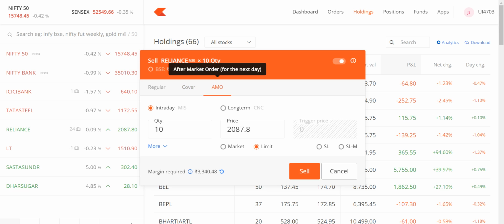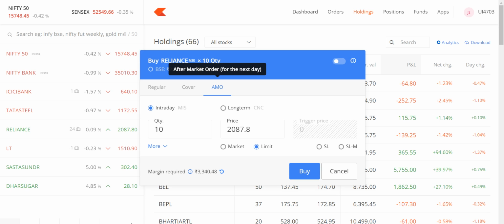Like the third one is AMO. AMO is after market order. Okay, suppose now the market is closed and you want to place the order, or you have some task tomorrow morning, or you are doing a job, so it is very difficult to place an order while the market is open. So it is very good to place an AMO order.